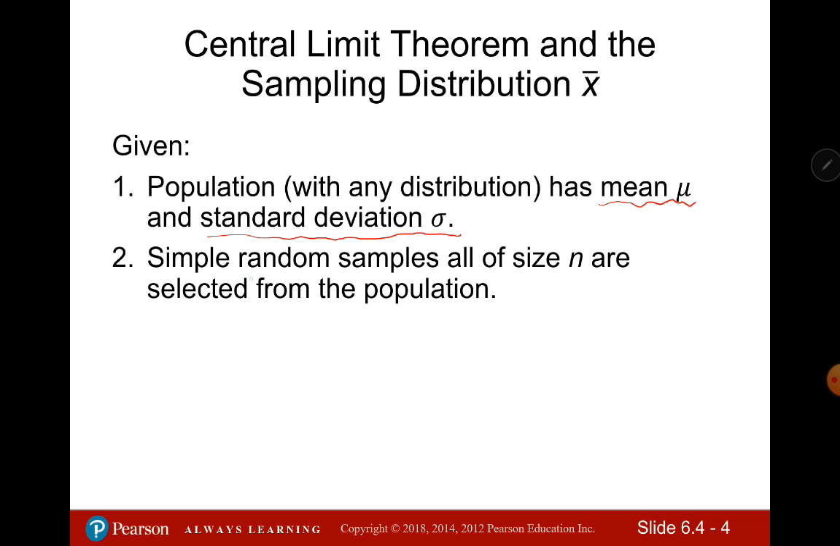And we know the samples have the same size n. All the samples should be selected from the same population with the same size n. Again, same size, same population for all the samples.